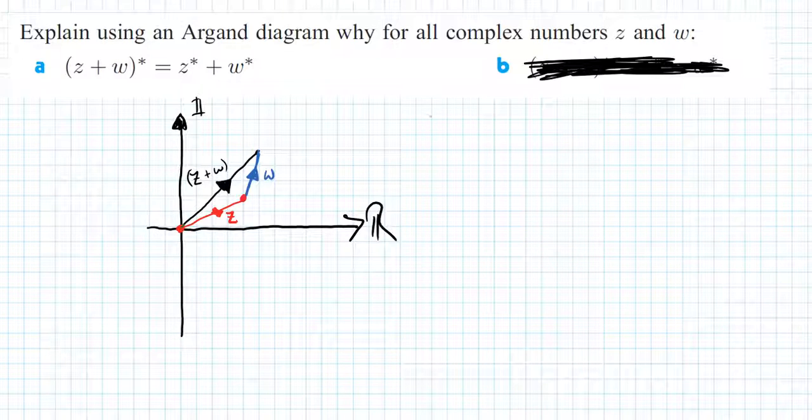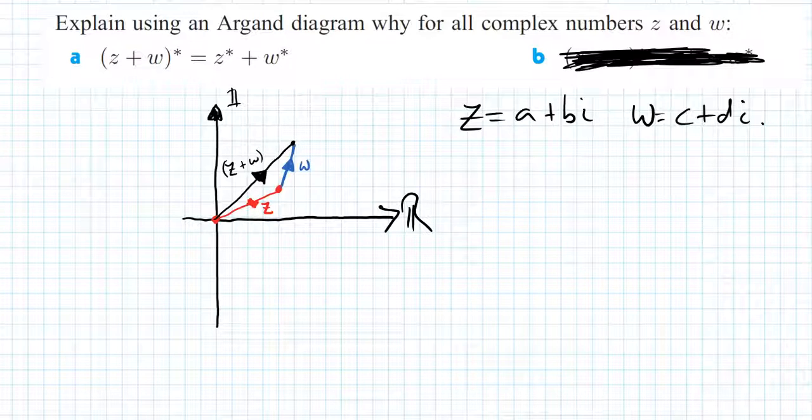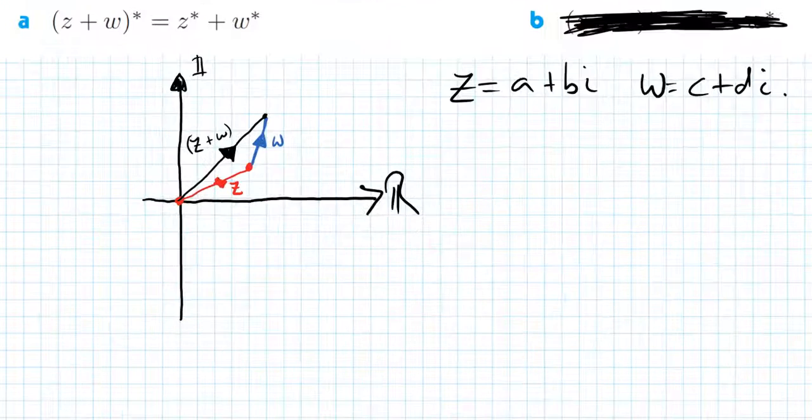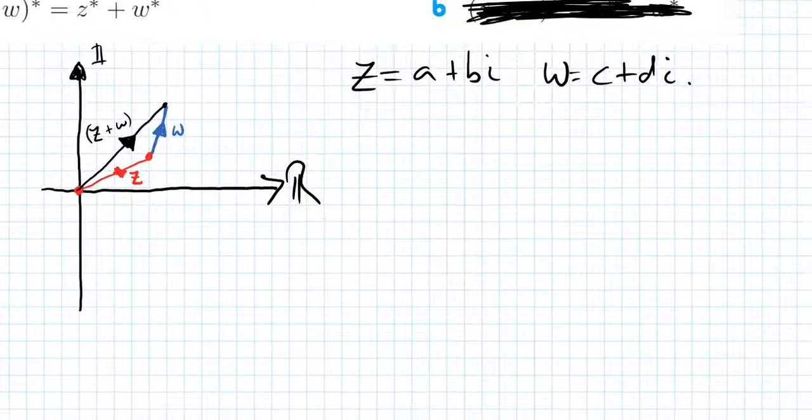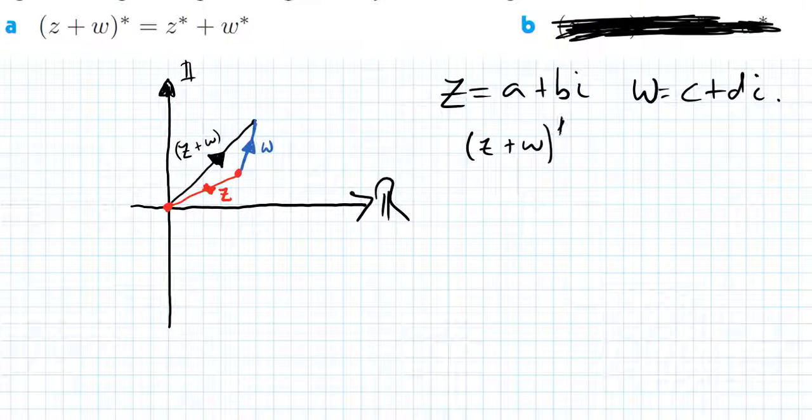So I think this time we'll say that z is equal to a plus bi, and w is equal to c plus di. And a, b, c, and d are just numbers we don't know. We could sub in anything there. We're trying to show something in a general sense right now. Okay, so let's take a look at our question. First of all, let's think about what z plus w star is going to be.